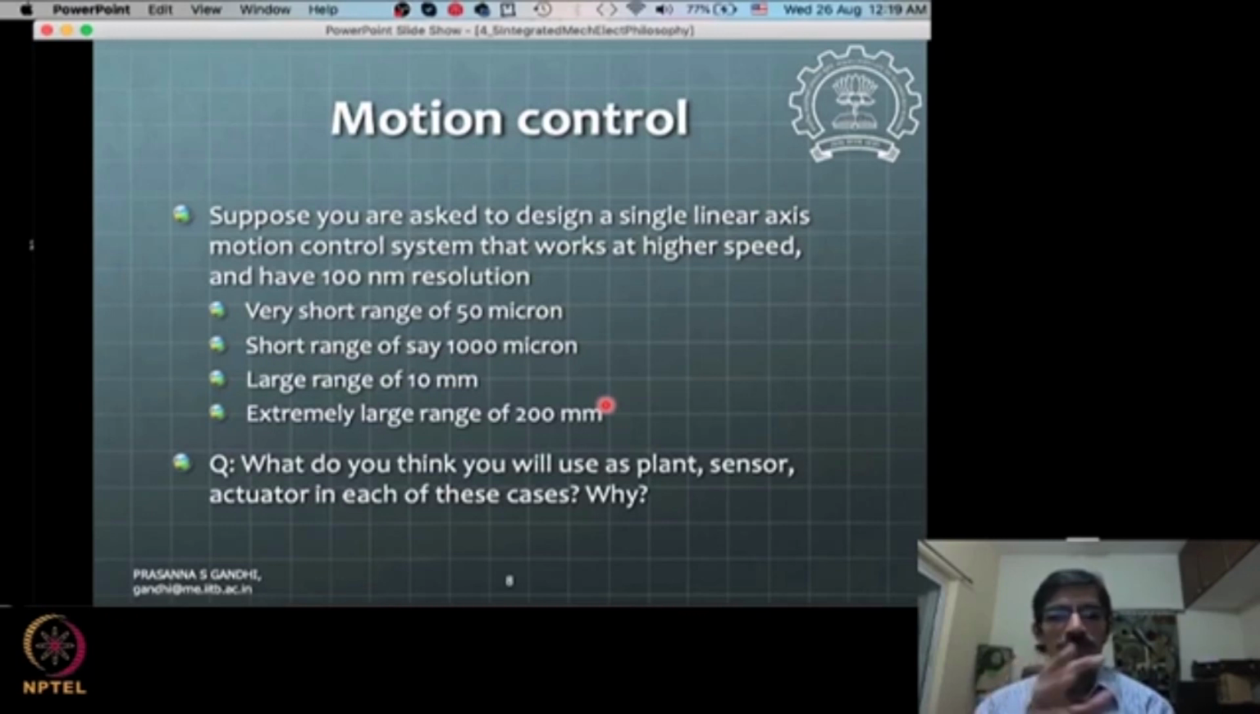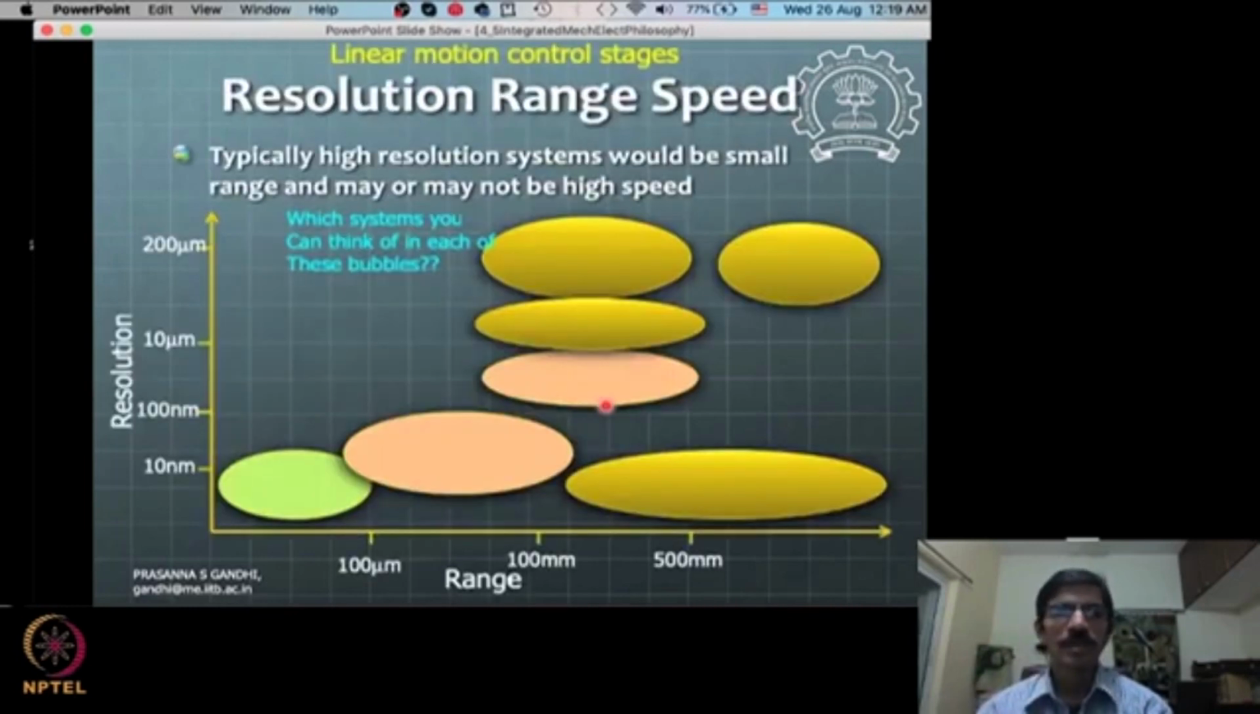So each of these things one can again categorize as, okay, what is a plant here, what are the sensors and actuators for different cases, and why they are used. This is another thought process one can get into and appreciate what people have done in the design in this case. So based on that kind of thinking, one can come up with filling up this range versus resolution chart, and what are the actuator systems, or the control systems or actuator and sensor together, which can be put in these bubbles here.